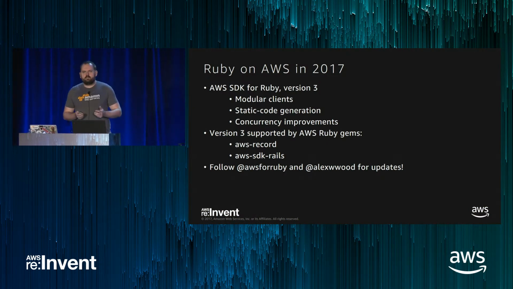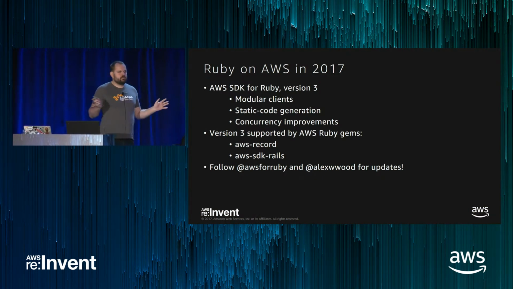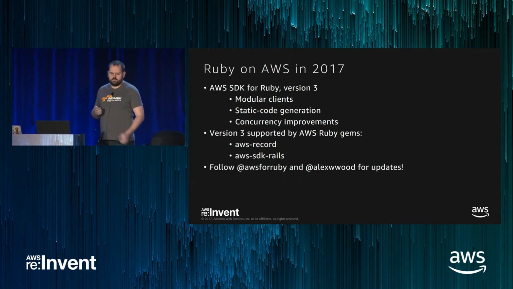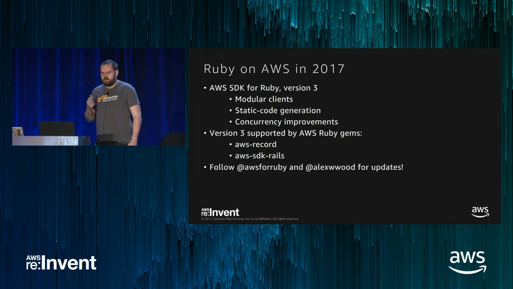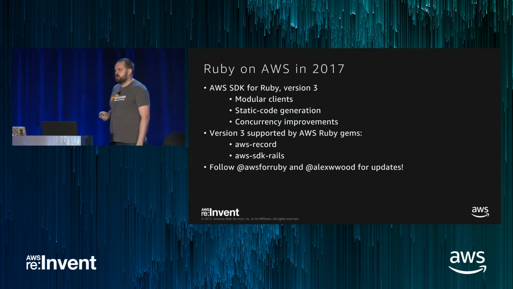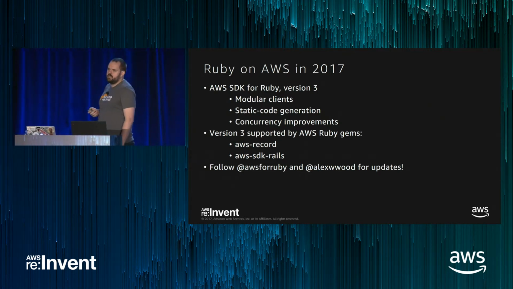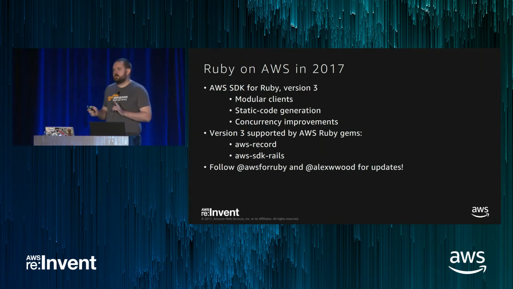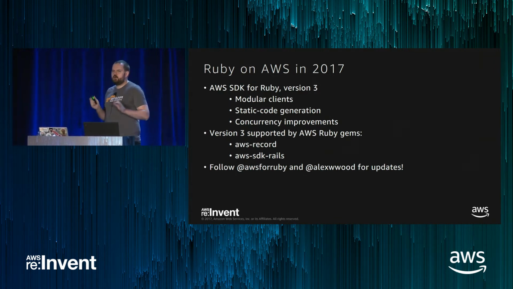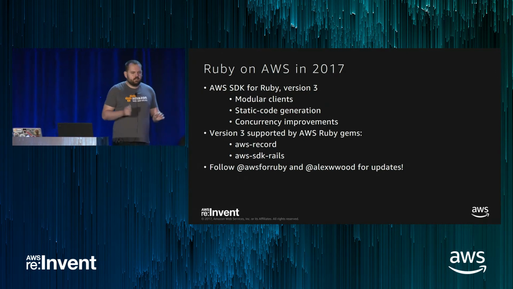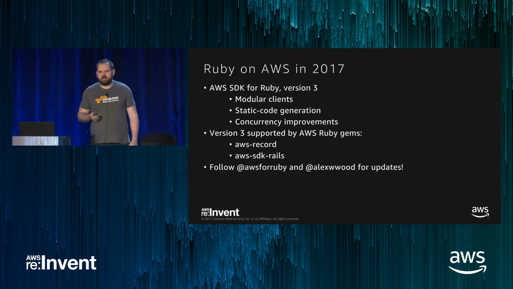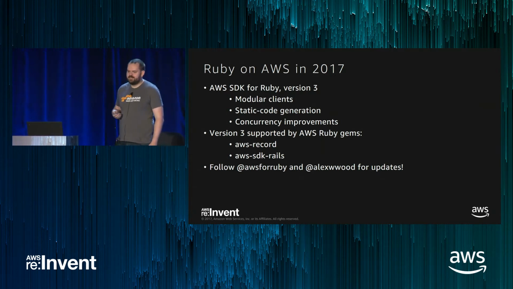All right, so to start off with, I just wanted to give a little bit of a retrospective on what we've been doing in the Ruby team through the course of 2017. We released our third major version of the AWS SDK for Ruby, version 3. It is code compatible with version 2, so if you're already using version 2, it should be an easy migration. And of course, if it's not, treat it like a bug and file an issue against us. We'd love to hear about it.